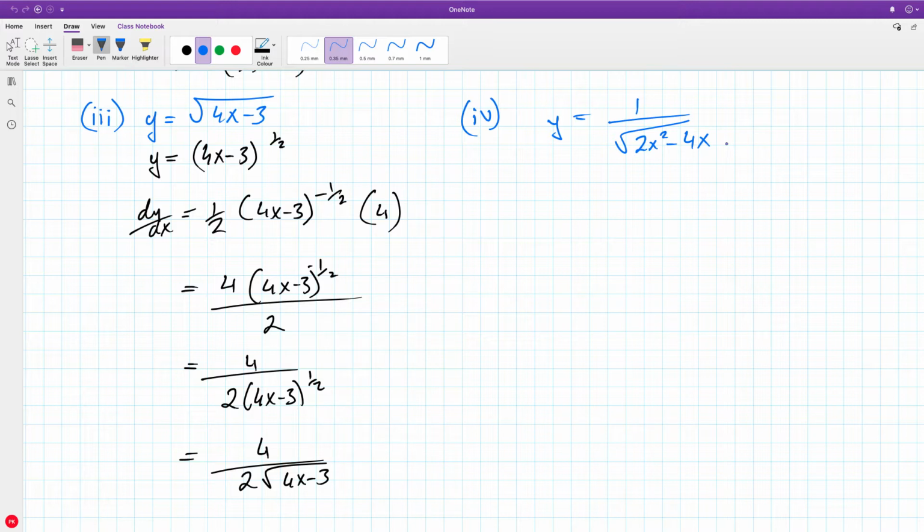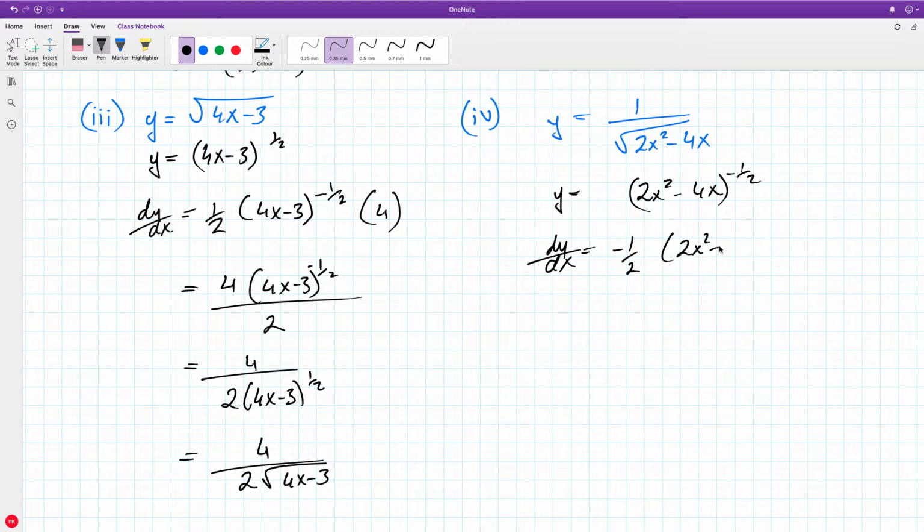Right, I think we're fairly all along the right lines. So, y is equal to 1 times 2x squared minus 4x to the power of minus a half, yeah? So obviously 1 by anything is just itself. So dy/dx then. Bring down your power. Minus a half times 2x squared minus 4x. Leave the bracket. Reduce the power by 1. Differentiate your bracket.